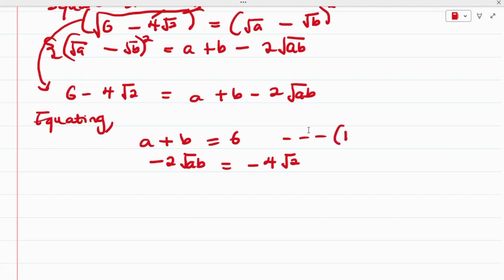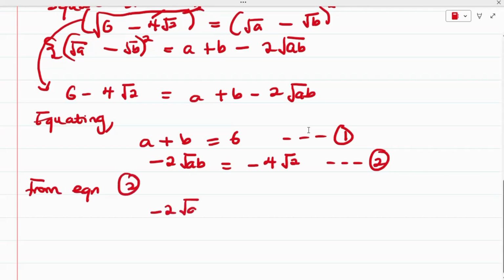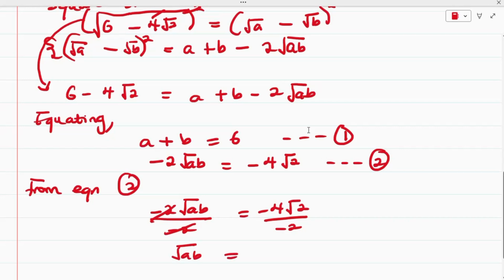So we name this equation 1 and we name this equation 2. So from equation 2 we have minus 2 into the root of ab is equal to minus 4 into the root of 2. So divide both sides by minus 2. This is going to cancel out this. We have the root of ab is equal to, this cancels out this, 2 here 1, 2 into 4 is 2. So we have 2 into the root of 2.